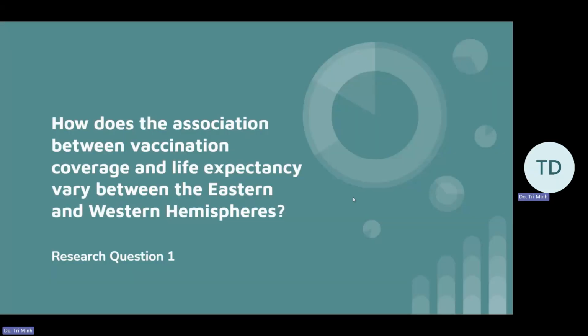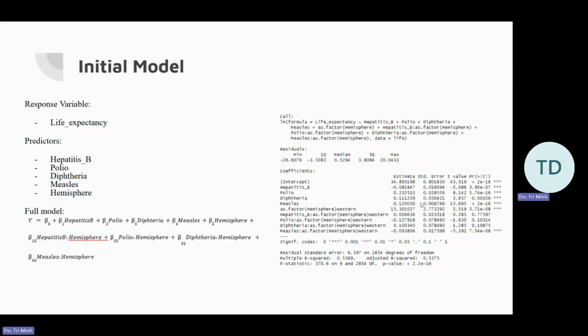First, we are studying the relationship between vaccination rates and life expectancy and how they vary between the eastern and western hemispheres. In our initial model, we include the vaccination rates for the four major diseases, the categorical variable hemisphere, and the interaction between hemisphere and each of the vaccination rates. The model summary on the right shows that these predictors collectively explain the variation in Y, as shown by the very small p-value, but we'll need to do some further diagnostics on it.